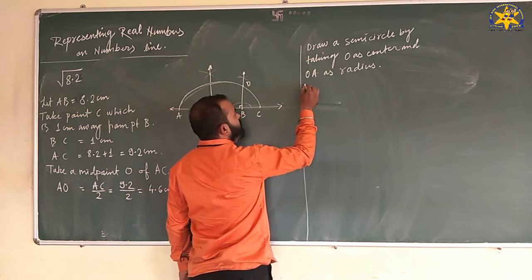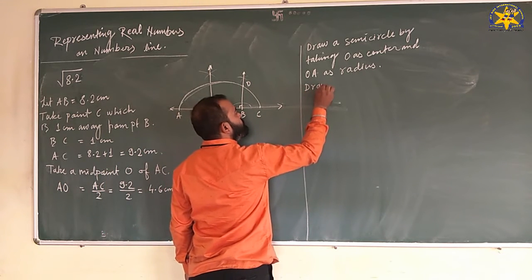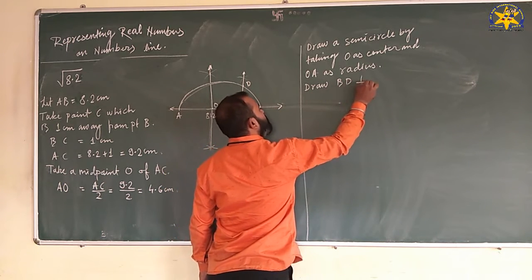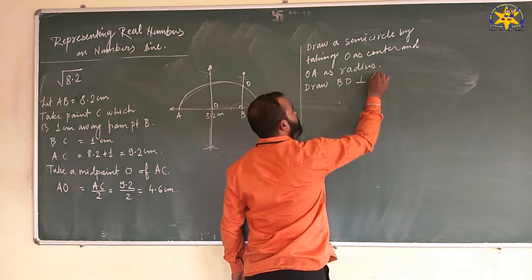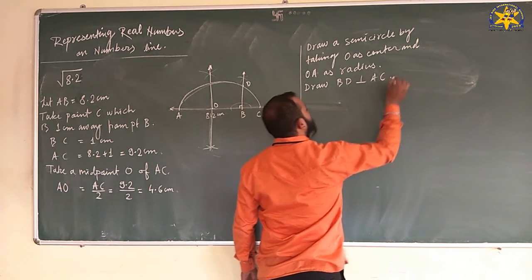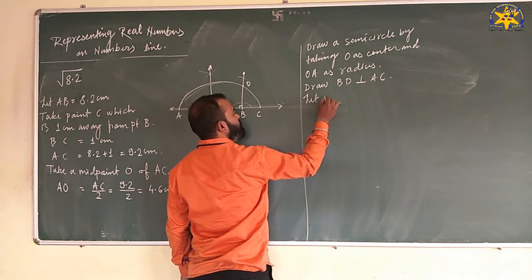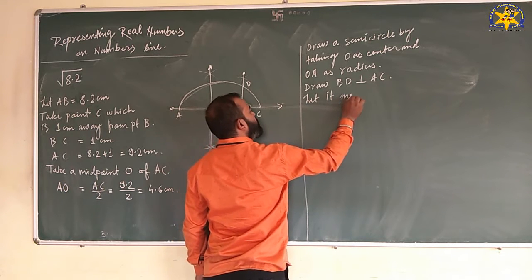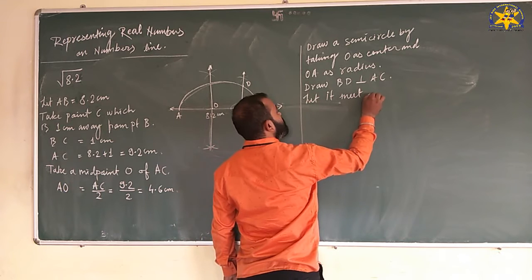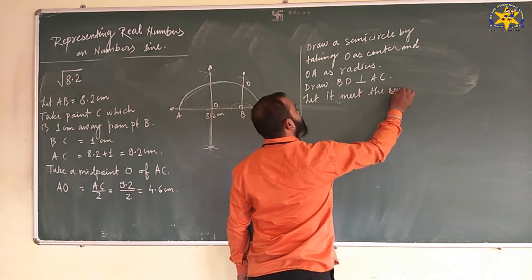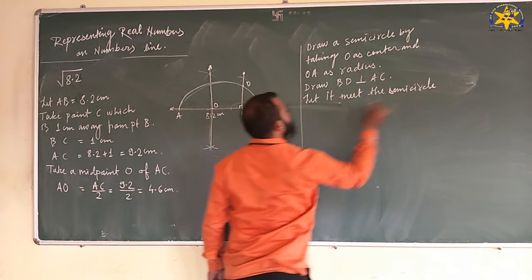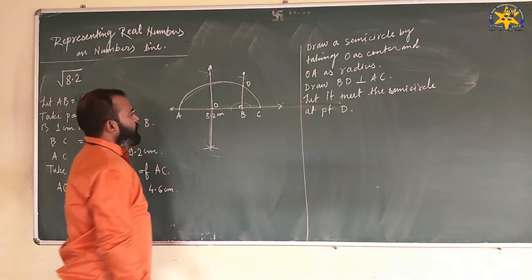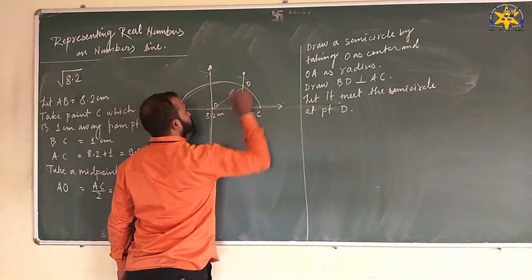Okay. Let us draw DB perpendicular to AC. Let it meet the semicircle at point D. Okay. Now join O to D. OD को join कर दो.